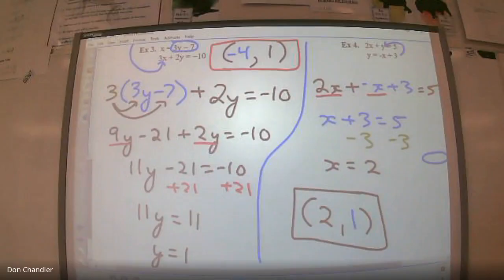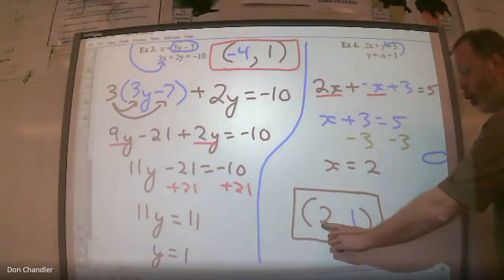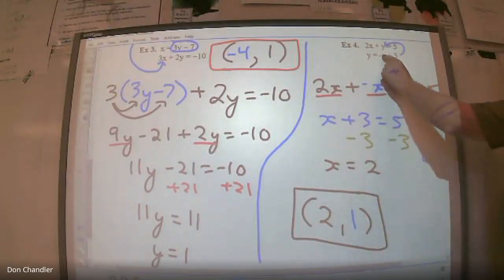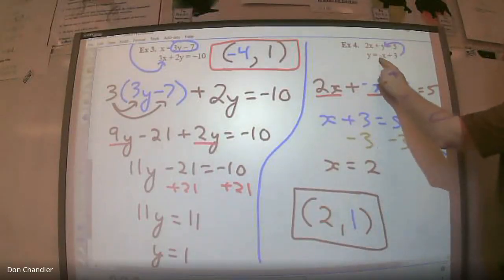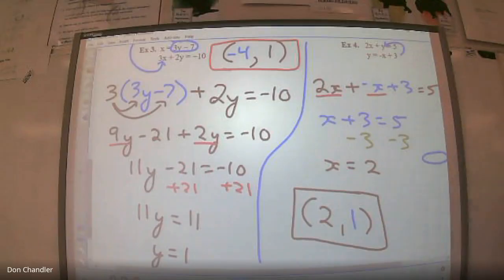Mr. Chandler? Yeah. For that question, because we already moved the negative x into the former equation and we got 2 out of it, would that mean that we use just positive 2, or would we still have to do negative 2? So it's 2, but when it goes in here, it becomes negative 2. The answer is 2, but when 2 goes in, it becomes negative 2. Negative 2 plus 3 is 1.